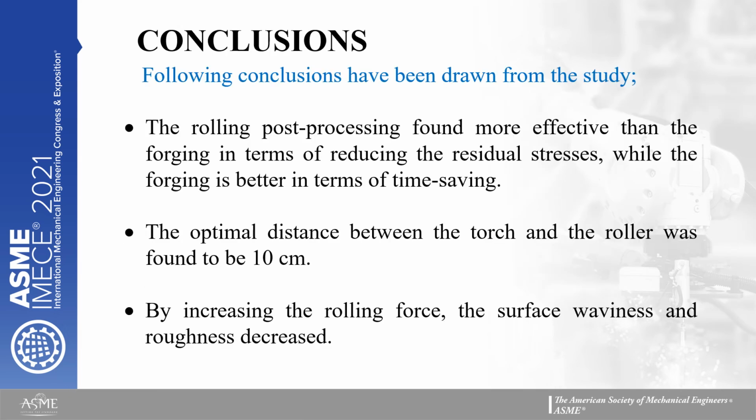The major conclusions out of this study are as below. The rolling post-processing operation was found more effective than the forging operation in terms of reducing the residual stresses. However, forging is better in terms of time saving. The optimal distance between the torch and the roller was found to be 10 centimeter. By increasing the rolling force, the surface waviness and surface roughness also decreased.